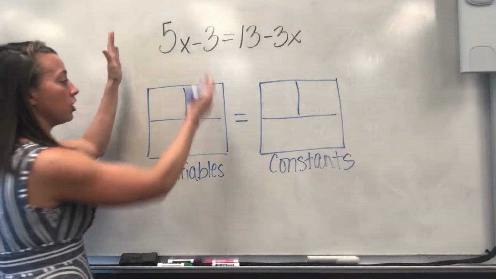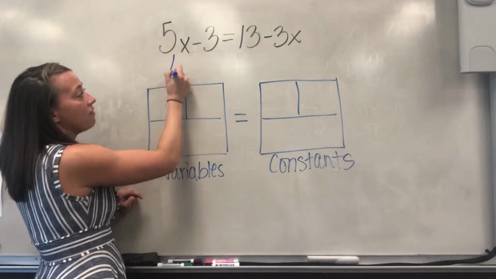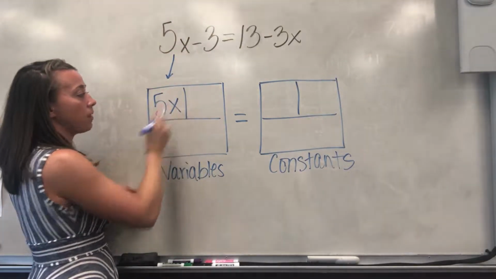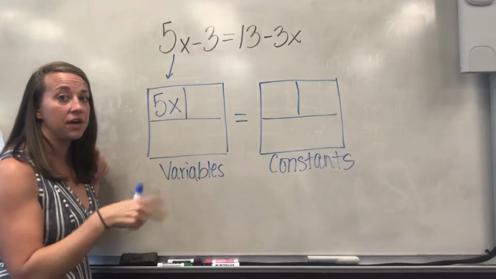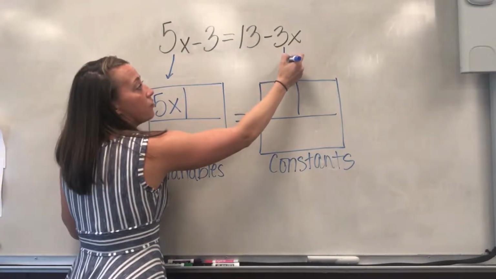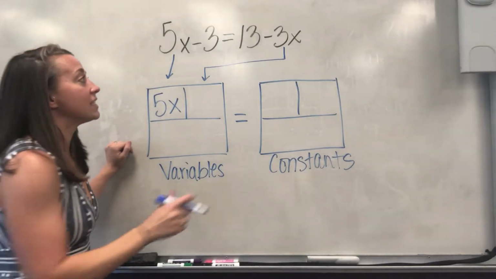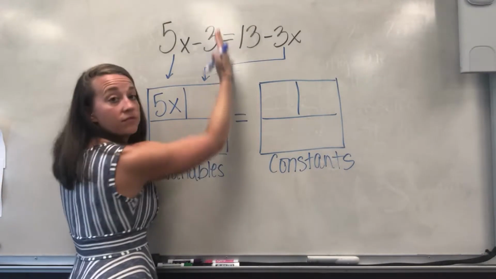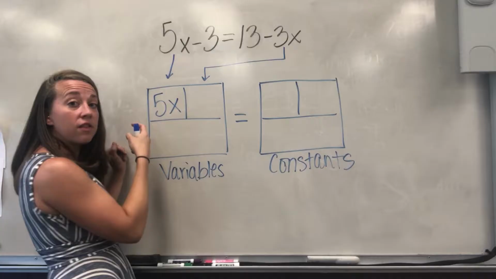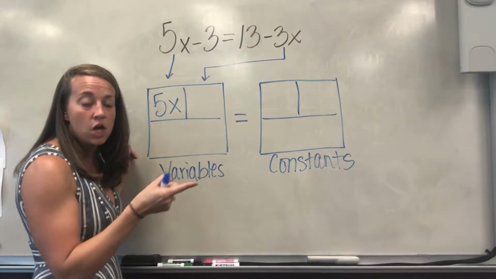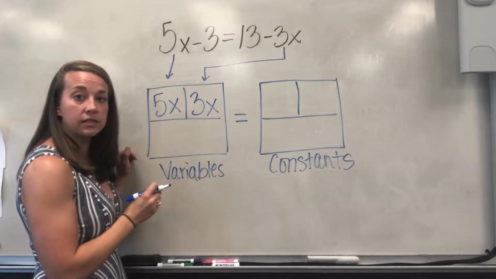So what you're going to do is look on the left and say, do I have any variables on the left? And I do. I have 5x. So I'm going to put a 5x in my first box here. Then I'm going to say, over on the right, do I have any variables? And I do, and it is a negative 3x that I will need to bring over. Now the trick is that if you are crossing this center line, the equal sign, which I am, bringing negative 3x from the right to the left, then you have to change the sign. So instead of negative 3x, I now have positive 3x.